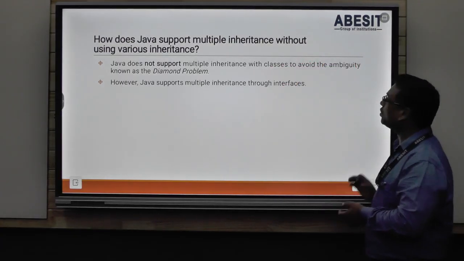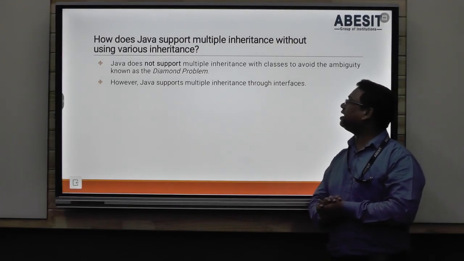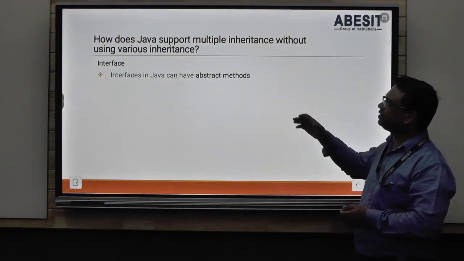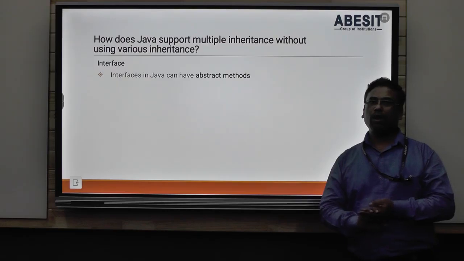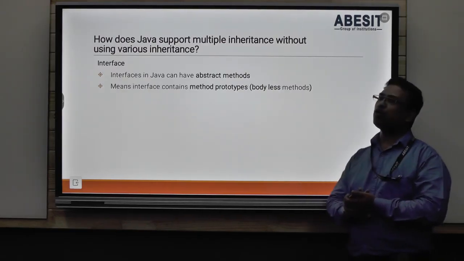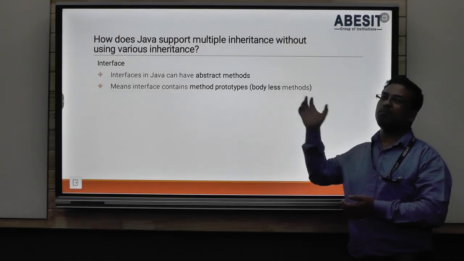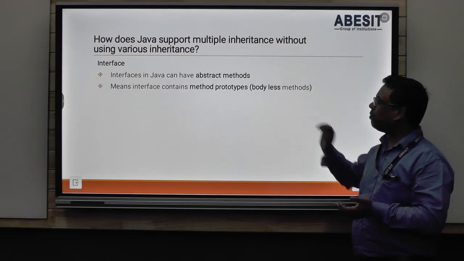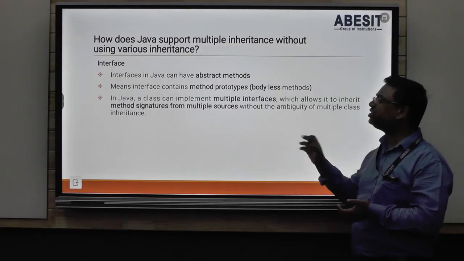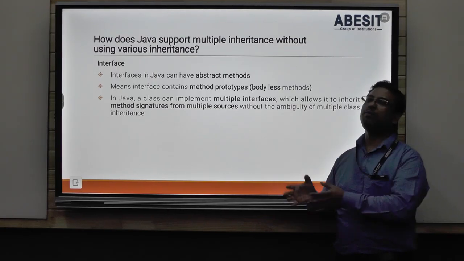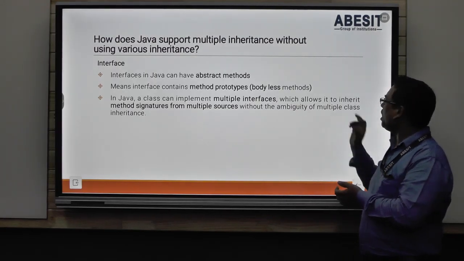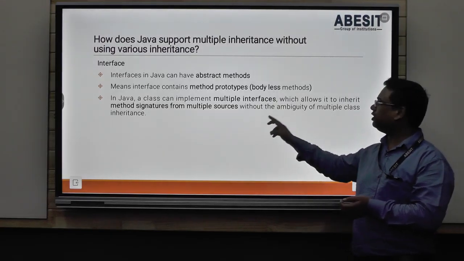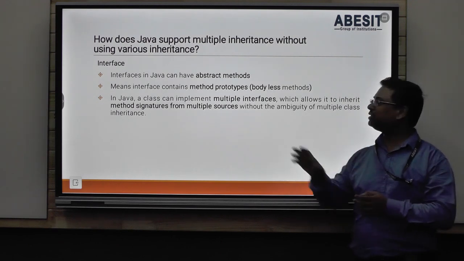Now we will see. However, Java supports multiple inheritance through interfaces. What is an interface? An interface in Java can have abstract methods. Abstract methods means method prototypes, bodiless methods, the methods that don't contain any body. In Java, a class can implement multiple interfaces, which allows it to inherit method signatures from multiple sources without the ambiguity of multiple class inheritance.